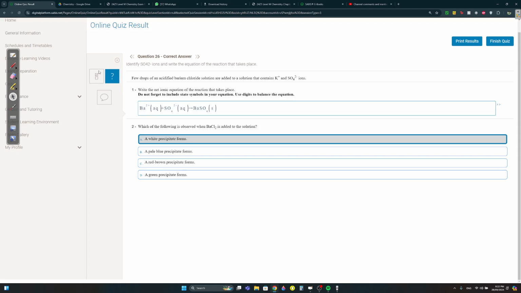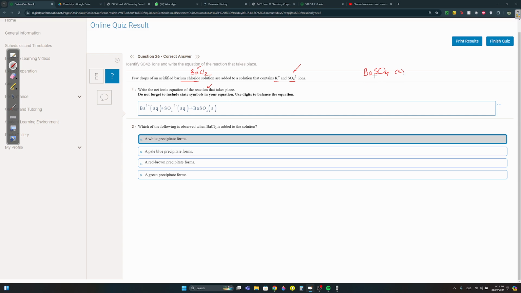Okay, a few drops of an acidified barium chloride solution, BaCl2, are added to a solution that contains potassium and SO4 2-. Write the net ionic equation of what happens. We know that if you add acidified barium to SO4, you get a white precipitate. So we're going to get BaSO4 as my precipitate, right?